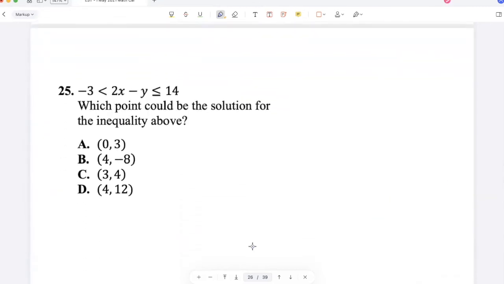Okay, which point could be the solution for the inequality above? So let's calculate 2x minus y. So 2 into option A, 2 into 0 minus 3. Option B, 8 plus 8, 16. Option C, 6 minus 4, 2. And option D, 8 minus 12, -4. So -3 is not in the region, 16 is not in the region, 2 is in the region, and -4 is not. So it's C.